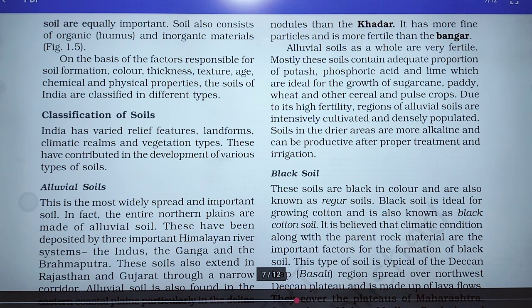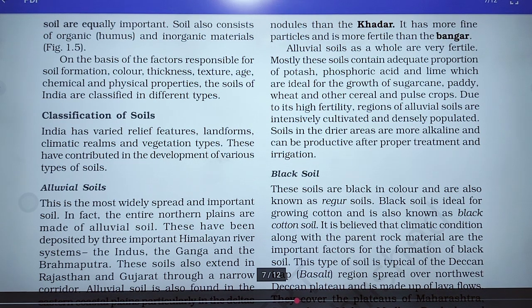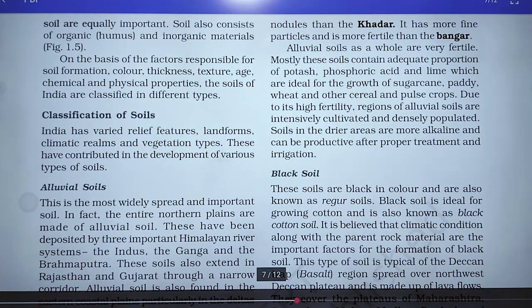Soils in the drier areas are mostly alkaline and can be productive after proper treatment and irrigation. Okay, this is all about the alluvial soil.